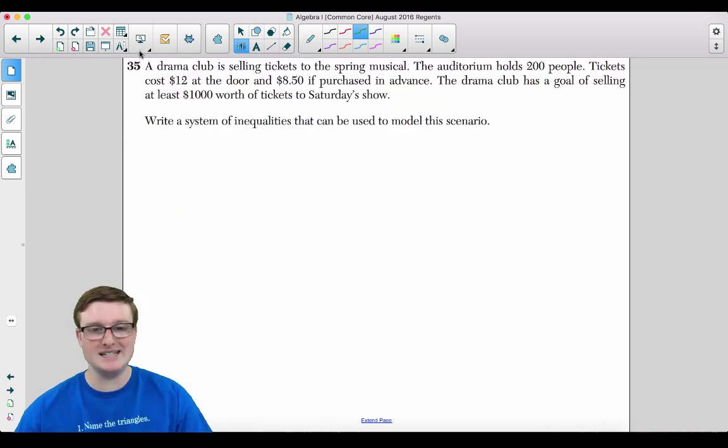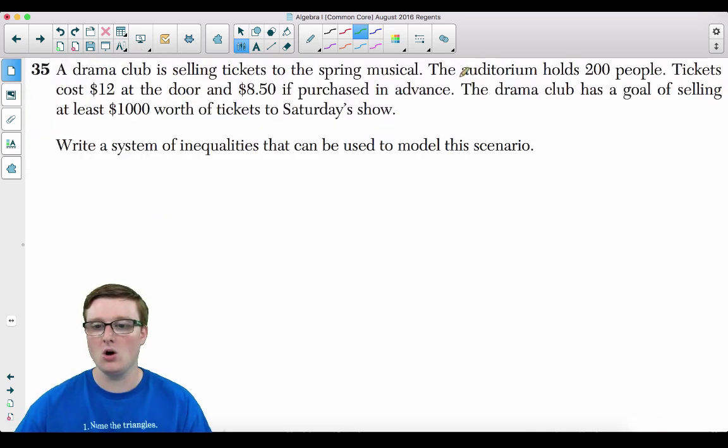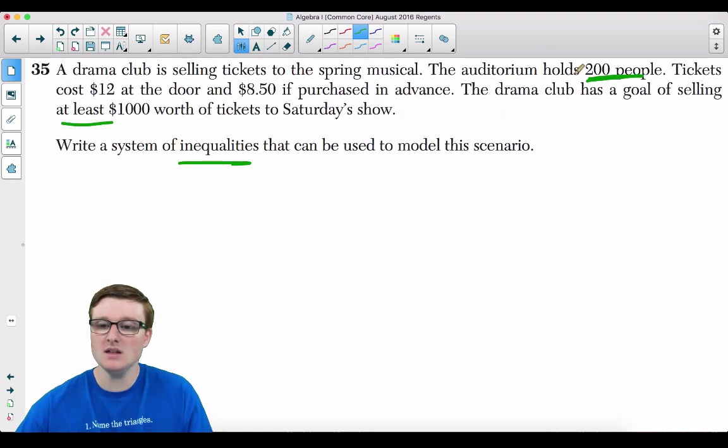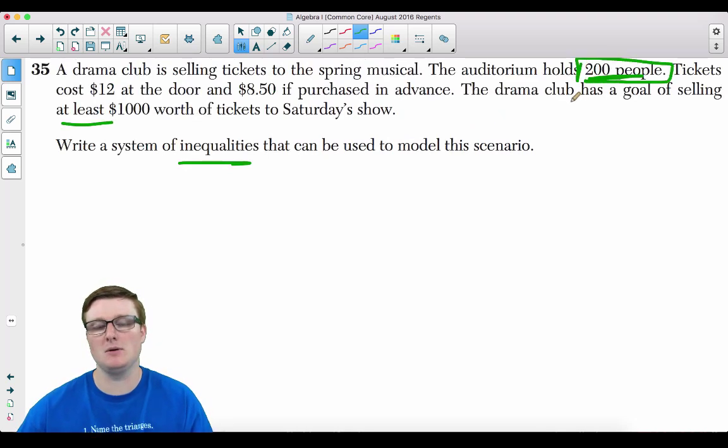35. A drama club is selling tickets at the spring musical. The auditorium holds 200 people. Okay, it sounds like already that there's going to be a system of equations here. Tickets cost $12 at the door and $8.50 if purchased in advance. The drama club has a goal of selling at least $1,000 worth of tickets to Saturday's show. Write a system of inequalities that can be used to model this scenario. So the auditorium holds 200 people.